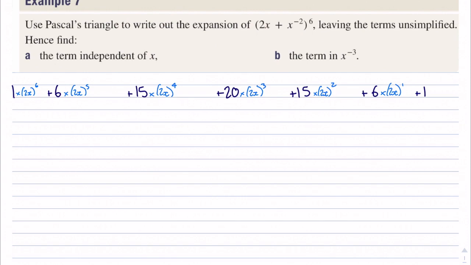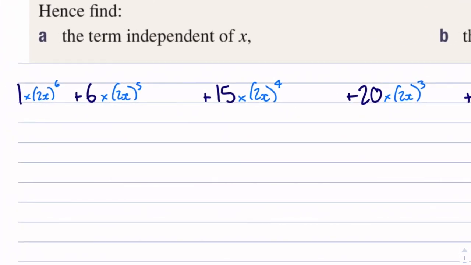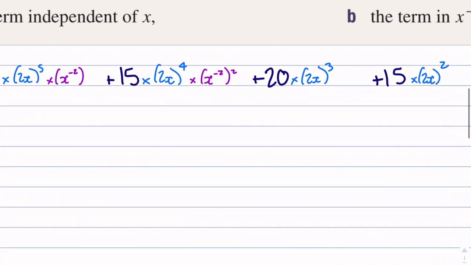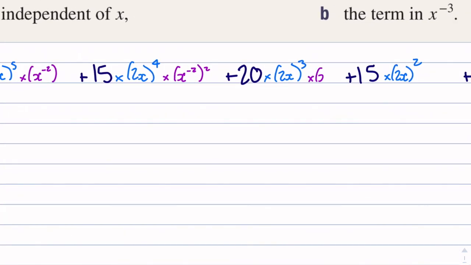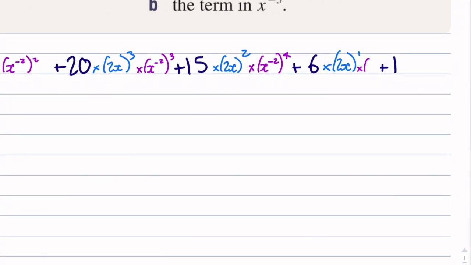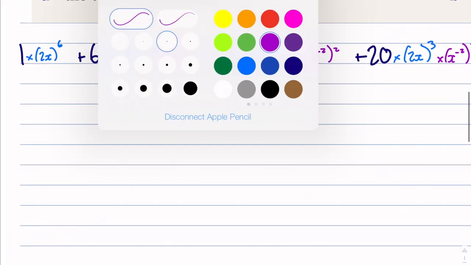Okay, in another colour, I'm going to do my x to the minus 2's. So, x to the minus 2, x to the minus 2 squared, x to the minus 2 cubed, x to the minus 2 to the 4, x to the minus 2 to the 5, x to the minus 2 to the 6. Now let's start expanding things.